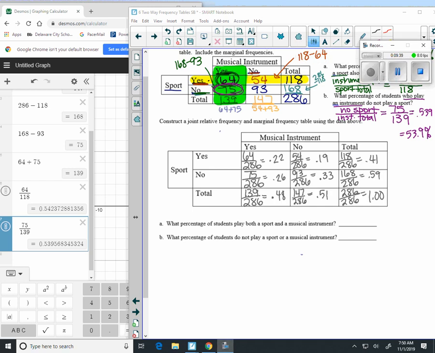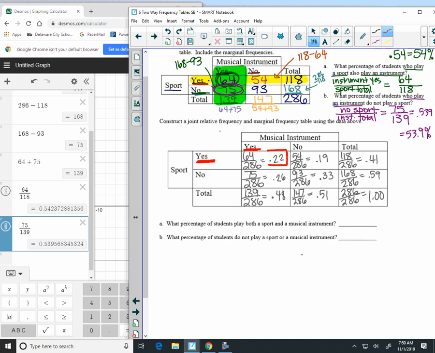All right, so here is your new table with just the percentages in it. This table is really nice to have when you're asked for percentages, because now when you're asked the question like what percentage of students play both a sport and a musical instrument, you can go to the yes sport, yes musical instrument column, and pick that number. 0.22 is 22%.